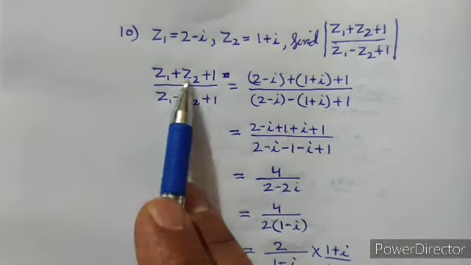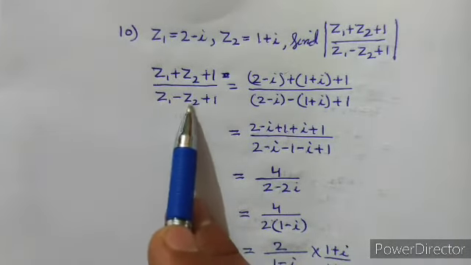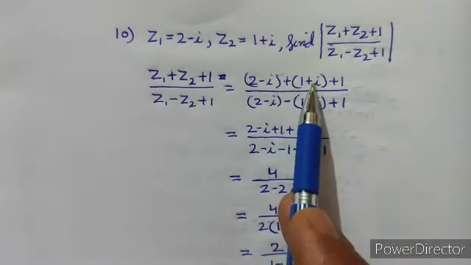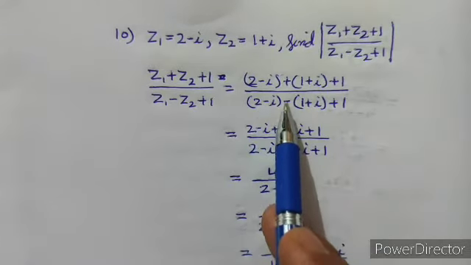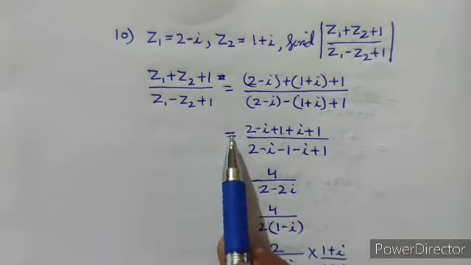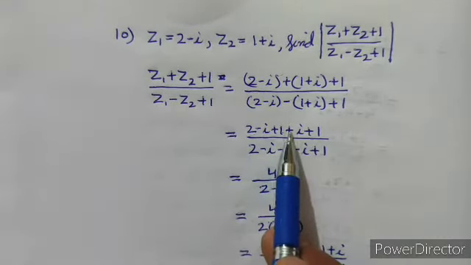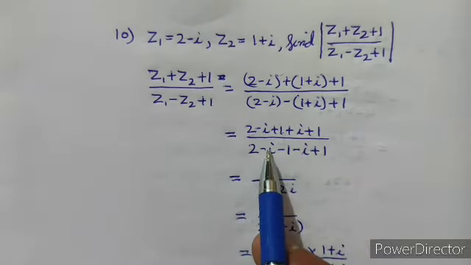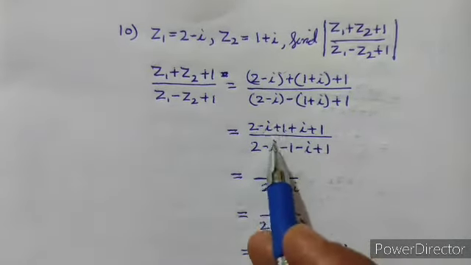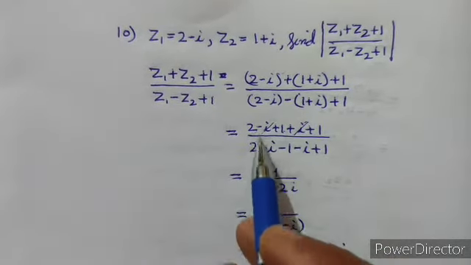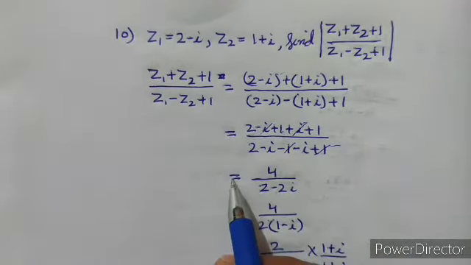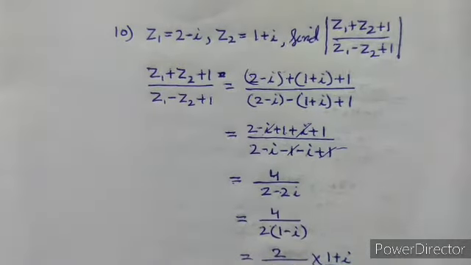Now (Z1 + Z2 + 1) upon (Z1 - Z2 + 1) will be equal to (2 - i + 1 + i + 1) upon (2 - i - 1 + i + 1), and that will be equal to (2 - i + 1 + i + 1) upon (2 - i - 1 - i + 1). Here -i and +i will cancel out, and -1 will cancel out with 1, and this will give us 4 upon 2 - 2i.